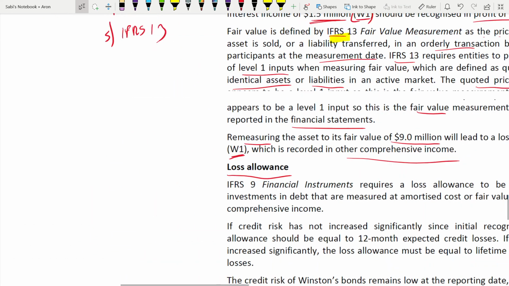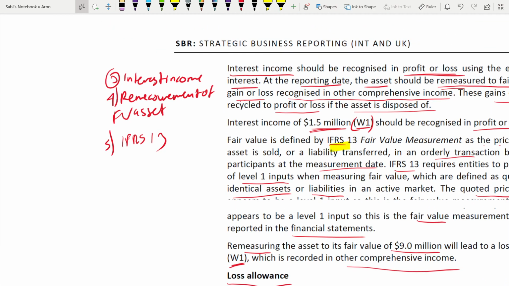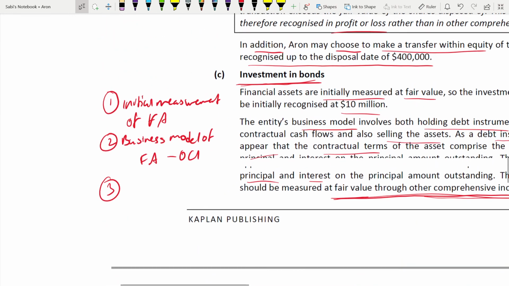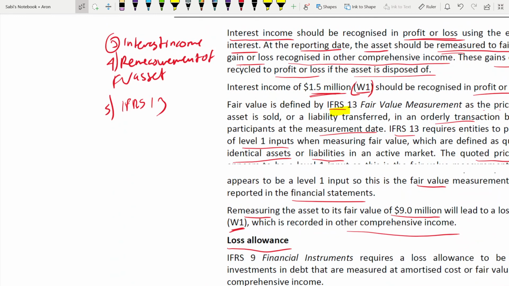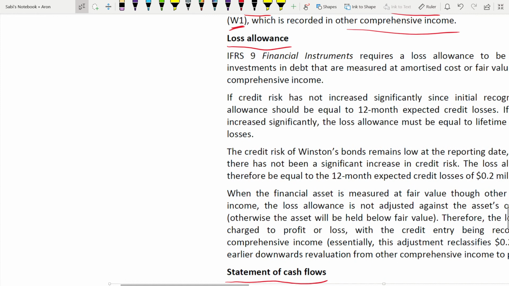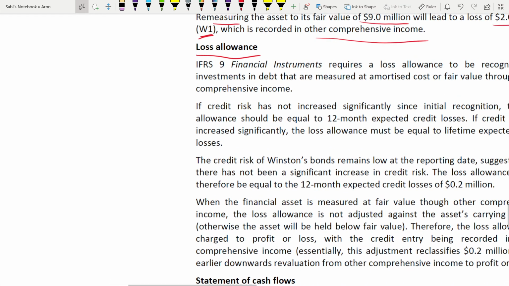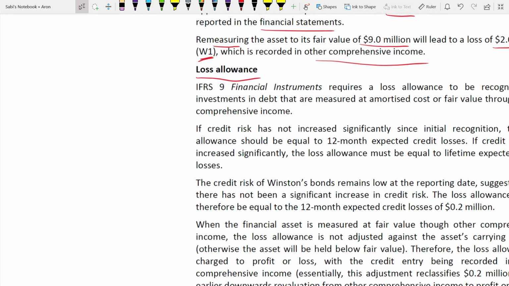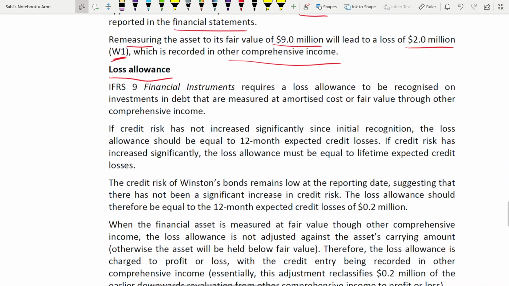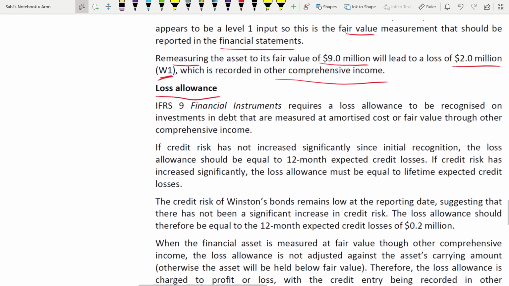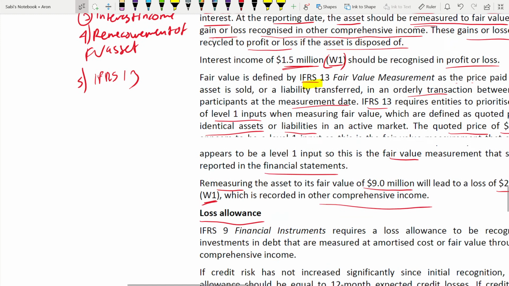So you see 5 marks out of 10 marks is just for the first part. That is your investment in bond. And 2 marks went for statement of cash flow. So 5 and 2, 7. 3 marks will go for loss allowance. That means remaining 3 is for loss allowance. But we'll see how. 5, 6.